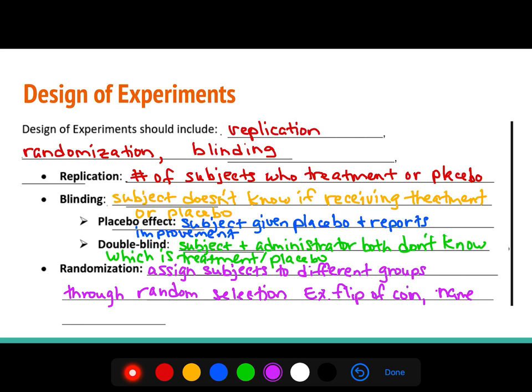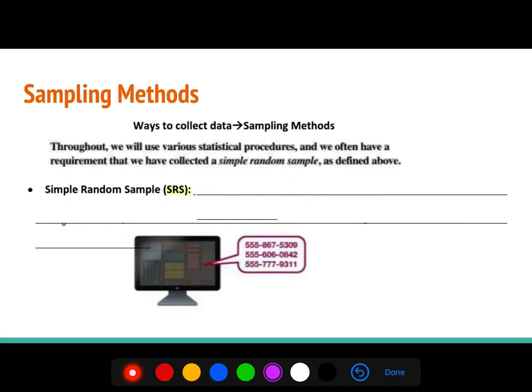You could flip a coin, or you could even draw names out of a hat. So we need to have replication, randomization, and blinding. We don't want to have any bias, and we want to have it as random as we possibly can in our experiment. Now let's look at some sampling methods.